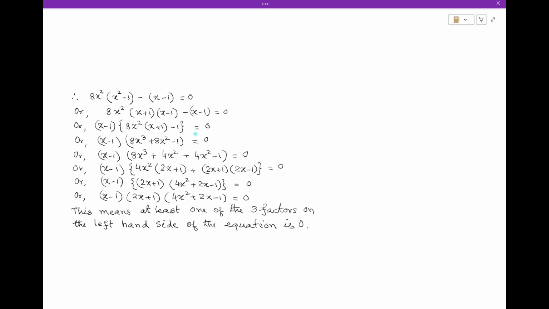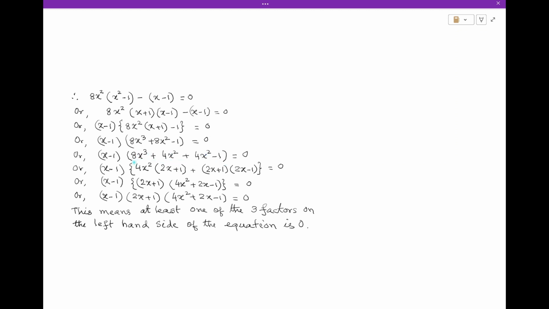And taking x minus 1 common, we get x minus 1 multiplied by 8x squared multiplied by x squared plus 1 minus 1 is equal to 0. Or x minus 1 times 8x cubed plus 8x squared minus 1 is equal to 0, which is equal to x minus 1, and here we have made a little modification so that this can be factored out.